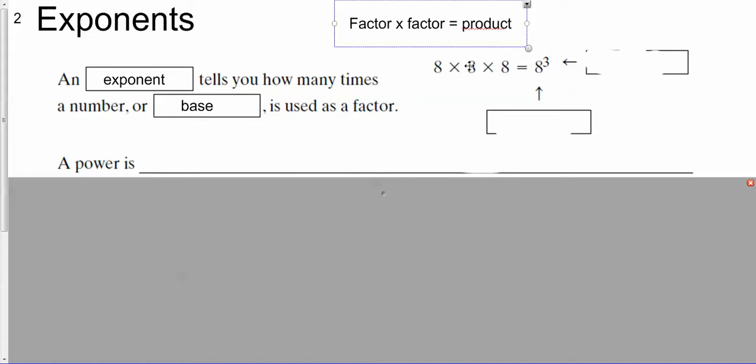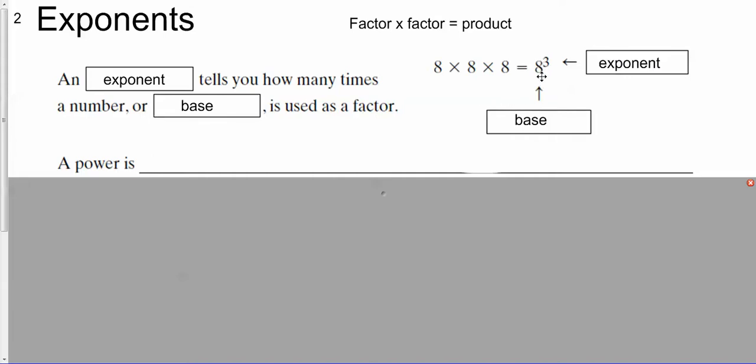Now, I'm only allowed one digit as a factor. So in this case, here's my power. Okay, so it's 8 to the third power of 8, or 8 cubed, which is written as 8 times 8 times 8. So 8 is my base, and 3 is the exponent. So 8 is the base, 3 is the exponent.